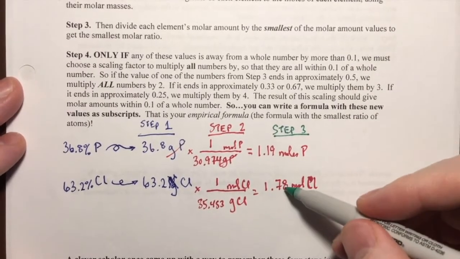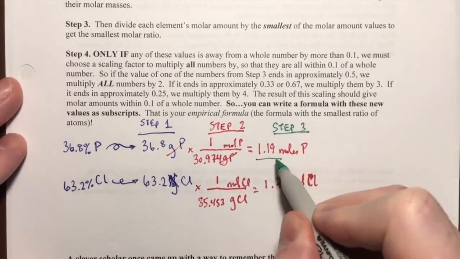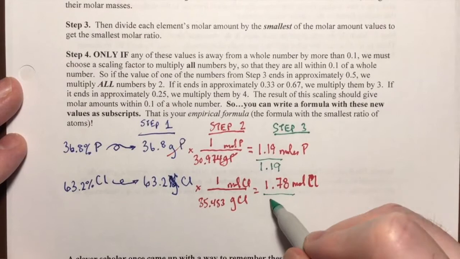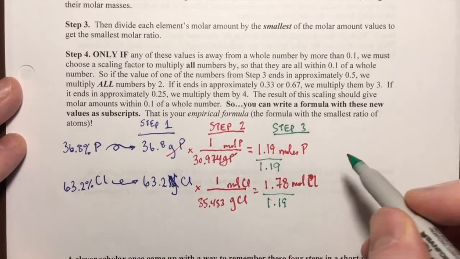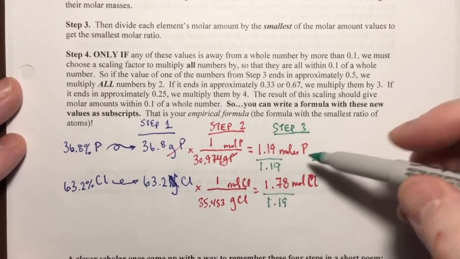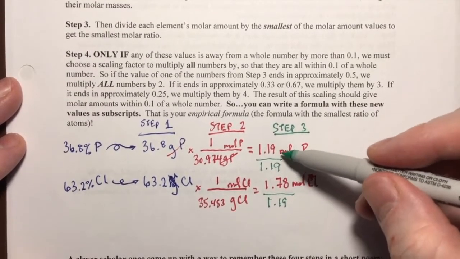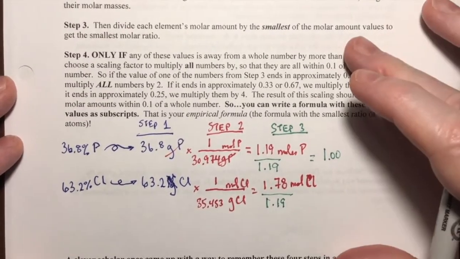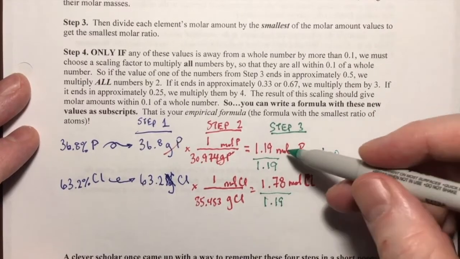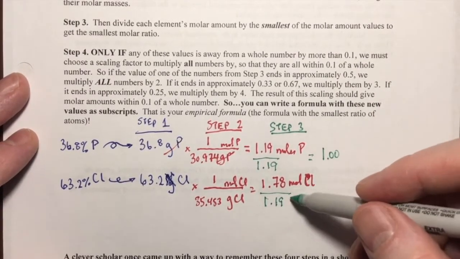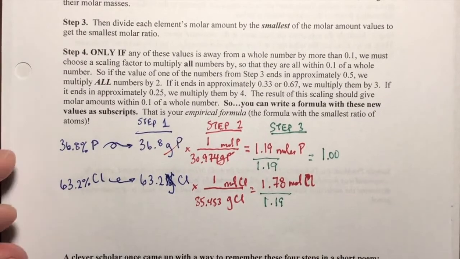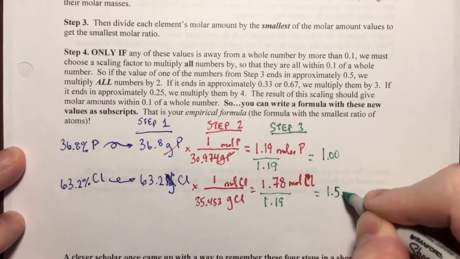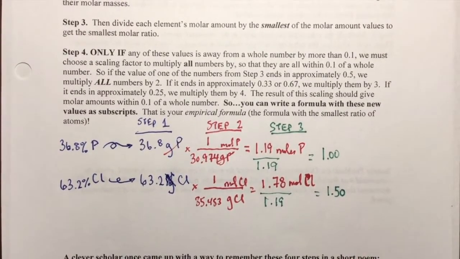Obviously, the smaller of the 2 molar amounts is this one here. So, this one has to be divided by the exact same value that I did up there, right? And there we go. The purpose of this step, as you will see, is that it turns one of these values into the number 1. So there's now 1.00 moles of phosphorus up here. And if we do this math, round to 3 sig figs, we get 1.50. And we're now done with step 3.